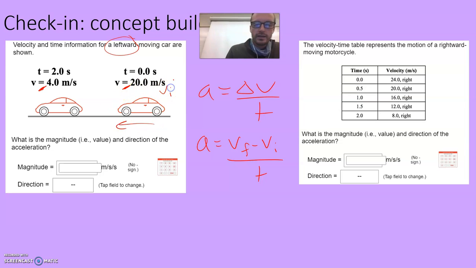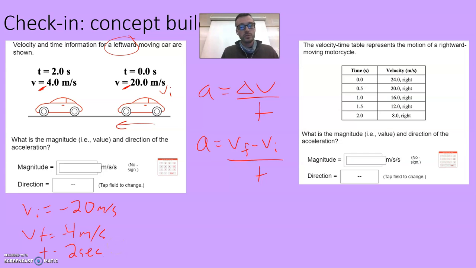our vi. So what we're seeing here is our vi is actually negative 20. Do you catch why? It's because that's how fast we're going at the beginning of the problem, and we're going to the left, so that's why it's negative. And then vf is going to be 4 meters per second, but we're going to the left, so I got to make it negative 4. And then our change in time is going to be 2 seconds, because that's how long it took to go from the first picture to the second picture. So if we take that information, we plug it into our acceleration equation, it looks a little something like this.